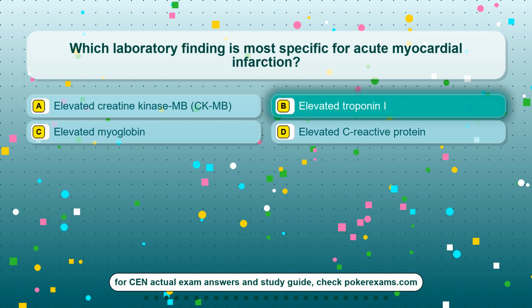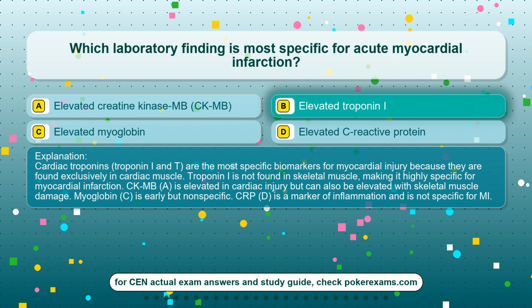The correct answer is option B, elevated troponin I. Cardiac troponins, troponin I and T, are the most specific biomarkers for myocardial injury because they are found exclusively in cardiac muscle. Troponin I is not found in skeletal muscle, making it highly specific for myocardial infarction.